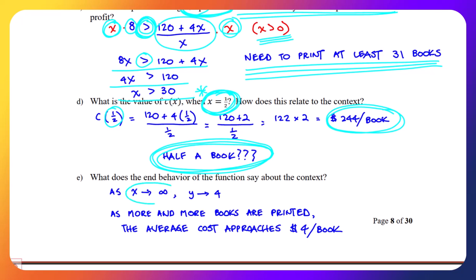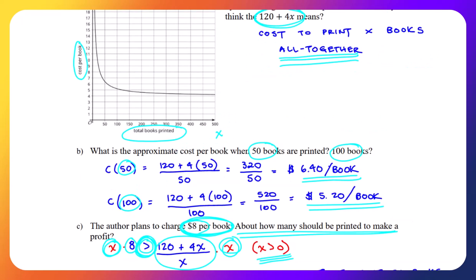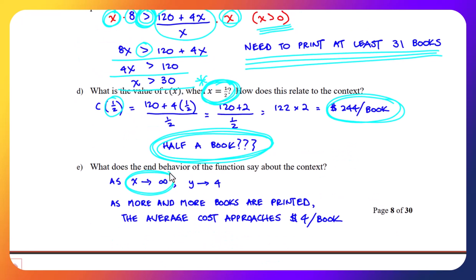So, as the number of books gets larger and larger and larger, as we take a look at our graph, it looks like there's a bottom to this graph. And so it's going to get closer and closer and closer to 4. So as x approaches infinity, as we have more and more books, the cost per book is going to get closer and closer to 4.